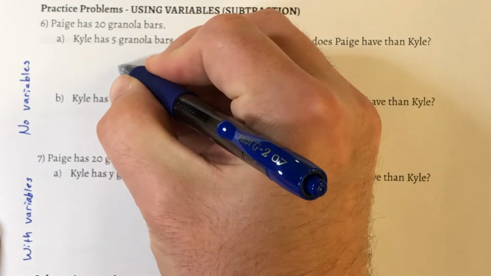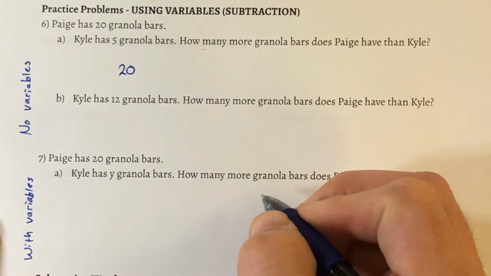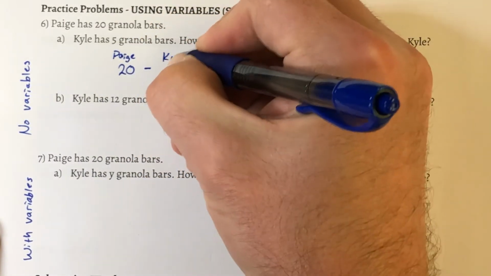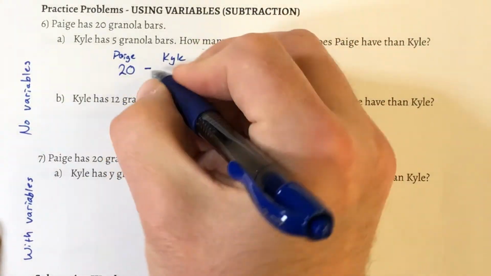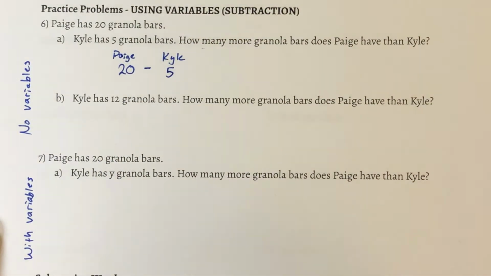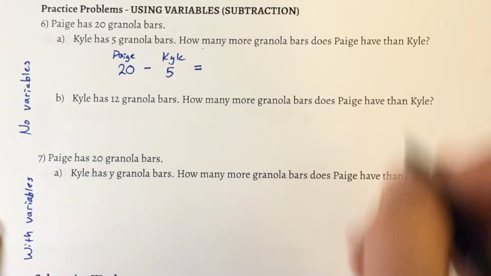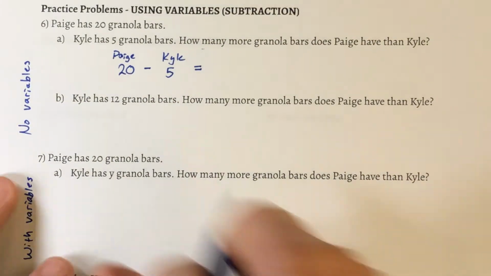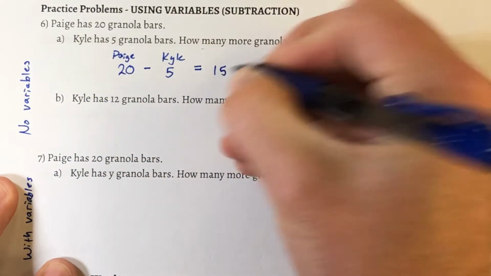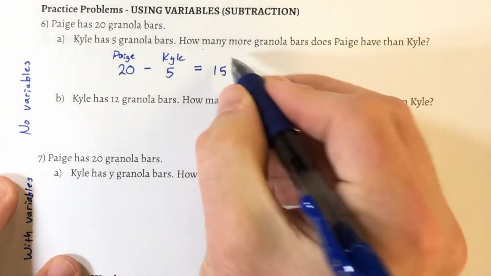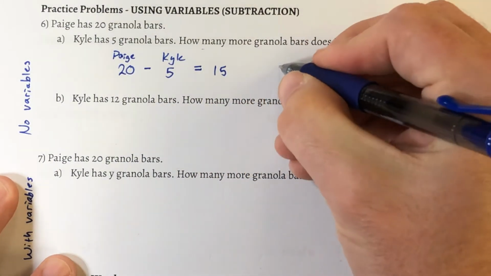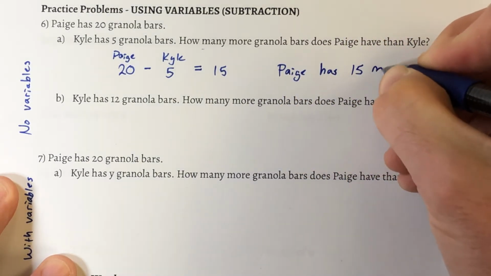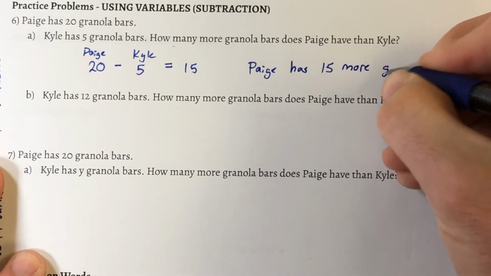So we're going to start with Paige. We're going to subtract Kyle, which is 5. And we're going to come out with how many more she has. So 20 minus 5. Can I combine those? Yes, through subtraction. 20 take away 5 is 15. So how many more granola bars does Paige have than Kyle? We're going to say Paige has 15 more granola bars.